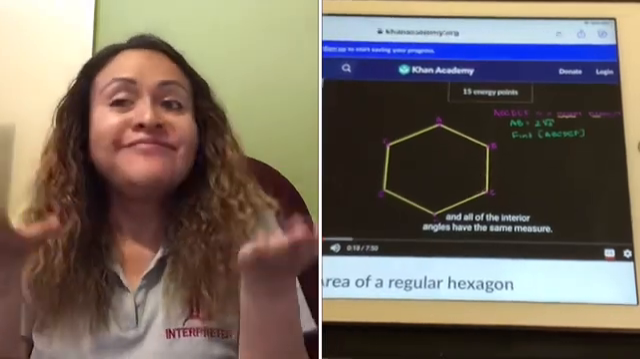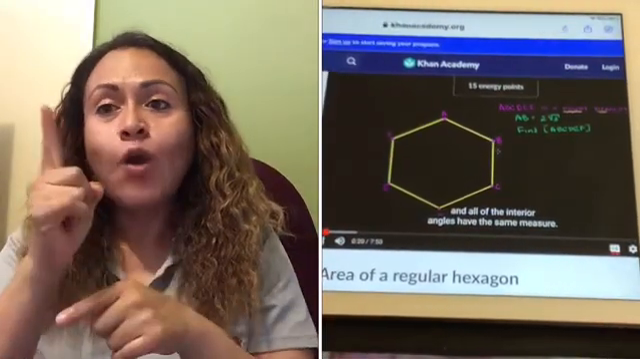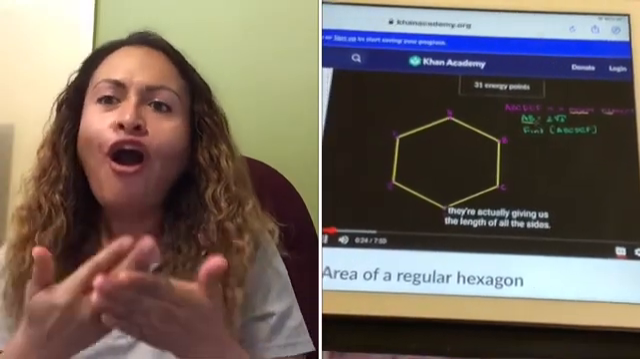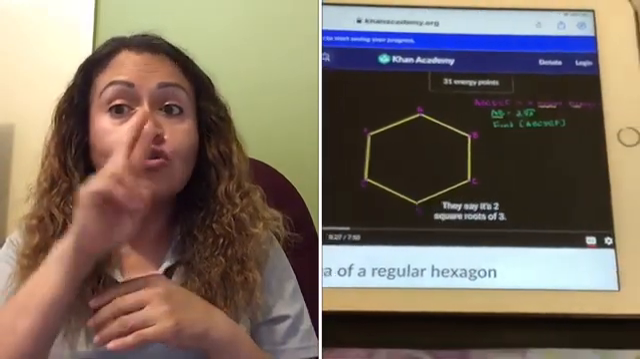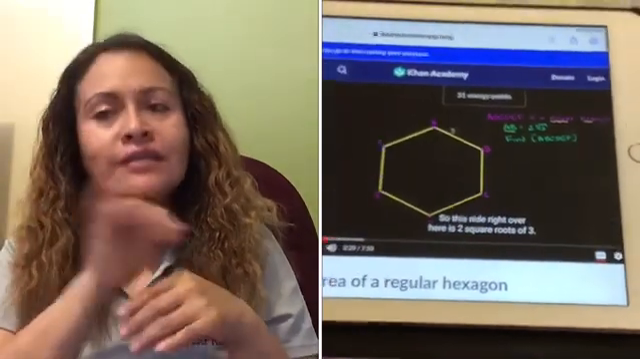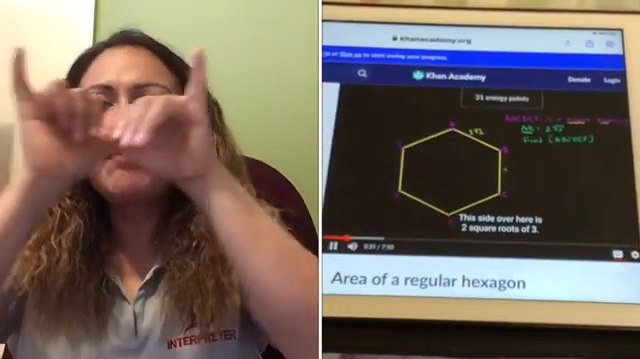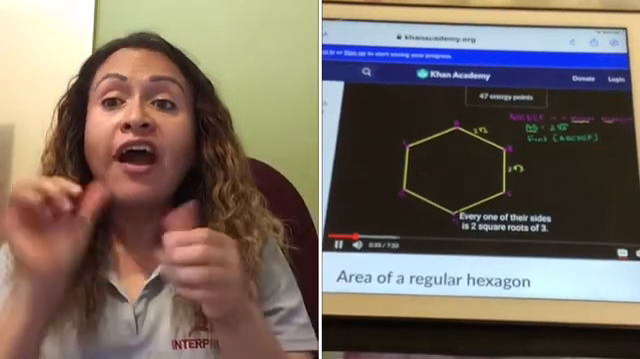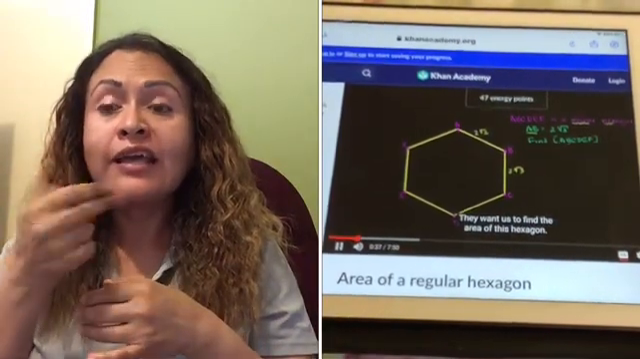Fair enough. And then they give us the length of one of the sides, and since this is a regular hexagon, they're actually giving us the length of all of the sides. They say it's 2 square roots of 3. So this side right over here is 2 square roots of 3, this side over here is 2 square roots of 3, and I could just go around the hexagon. Every one of their sides is 2 square roots of 3. They want us to find the area of this hexagon. Find the area of A, B, C, D, E, F.